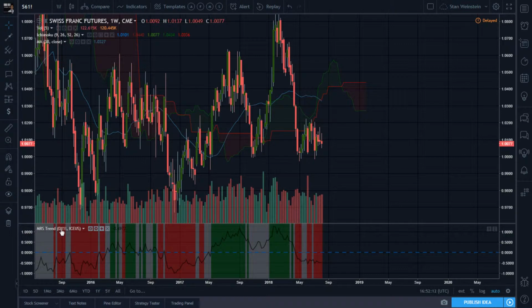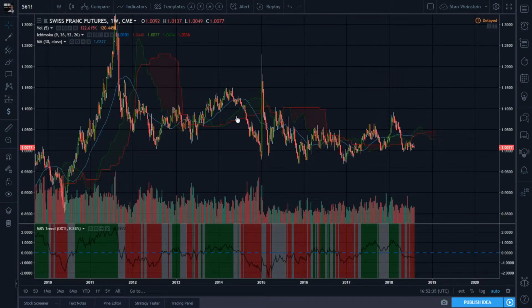Mansfield relative strength compared to the basket, the dollar index, underperforming it. That's good if you want to short. 30 moving average starting to go downwards. You're below the Ichimoku cloud. It's a lot of erratic stuff, guys. Not pretty. Not stage 2 pretty, guys.